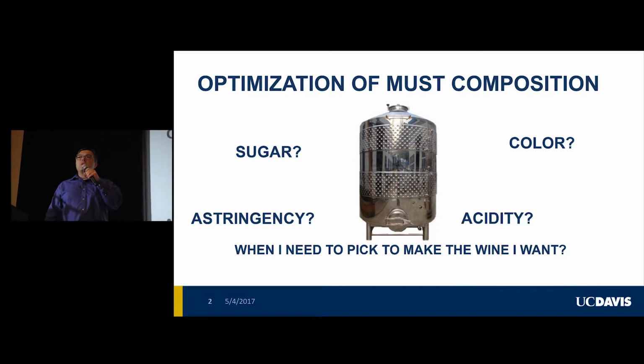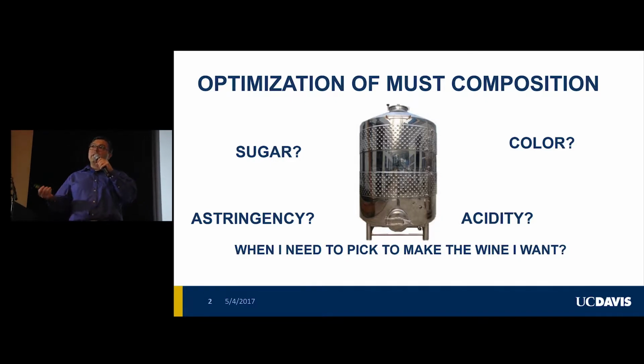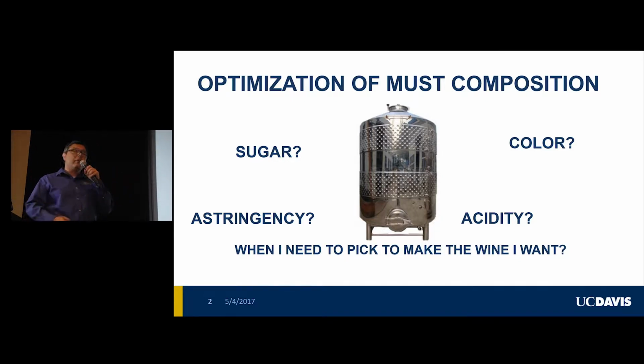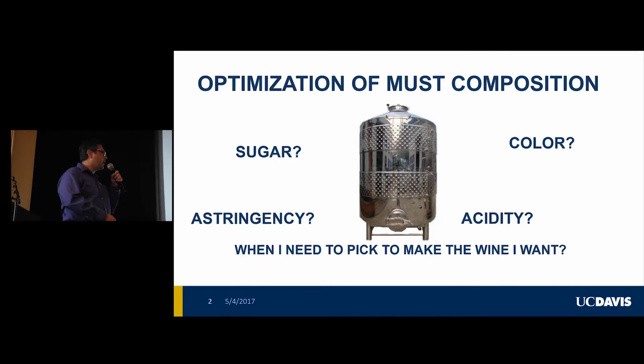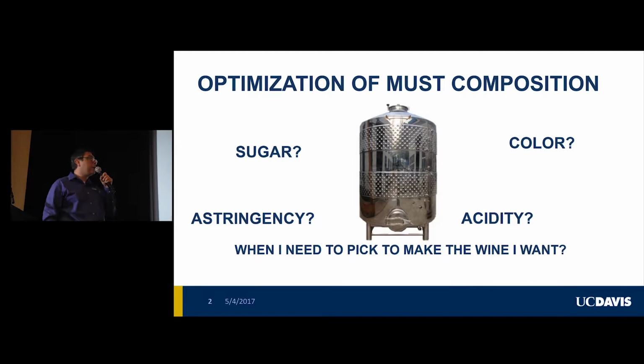So most of the questions we get in extension, or when we're writing proposals or writing papers, focus on when do I need to pick these to express the varietal character of the cultivar that I'm working with. Well, everything has a reason, as Dario went through.